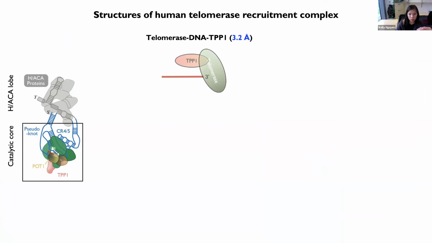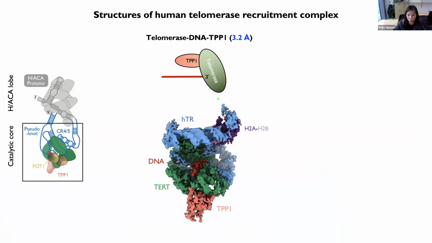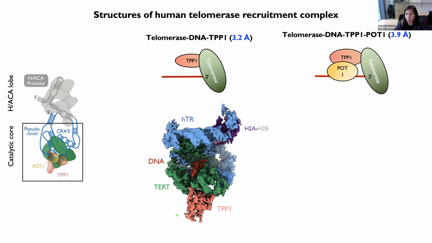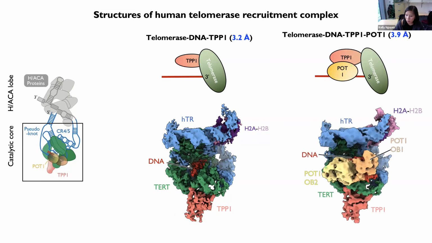So we saw the structure of the catalytic core first with TPP1 and DNA. And then here is the structure. You have telomerase on the top that you have seen before, and TPP1 bound at the bottom. And then in the second structure, we have TPP1 and POT1 bound to telomerase and the DNA. And here is the structure where you can see, in addition to TPP1, you also have POT1 binding in front of the telomerase catalytic core.